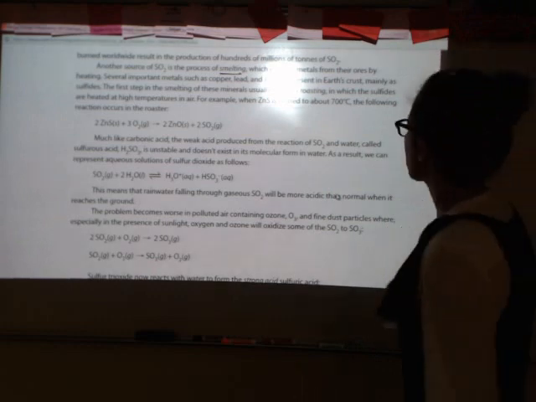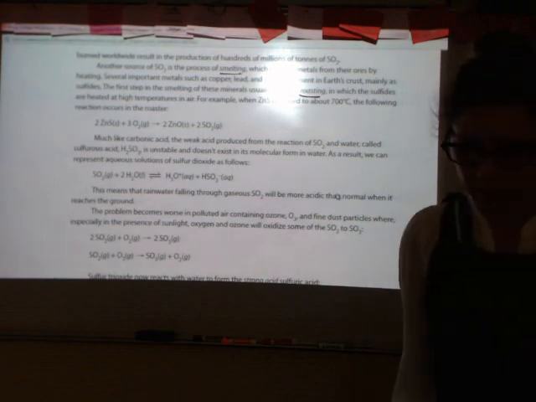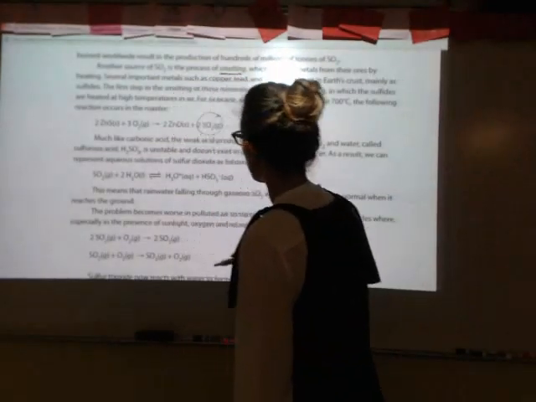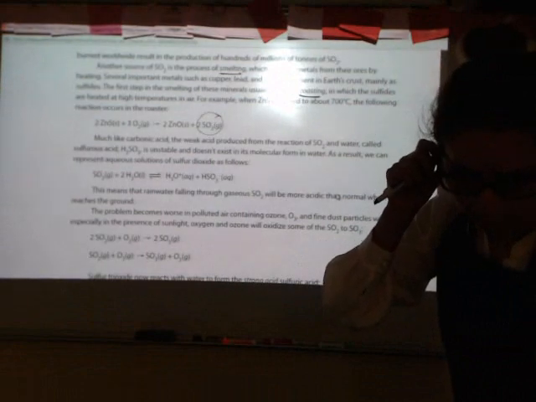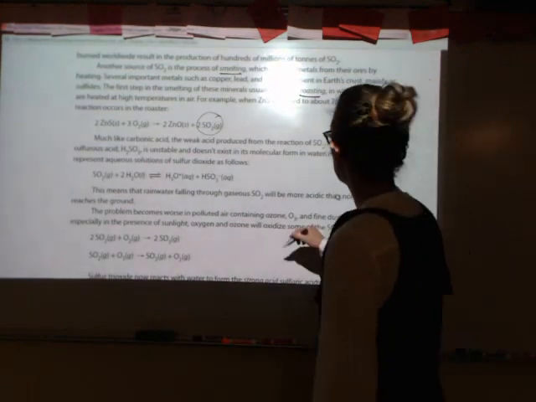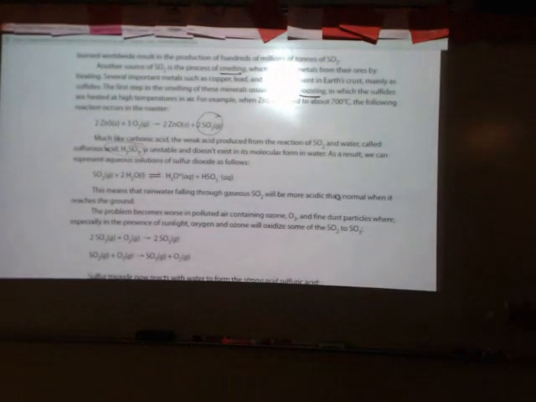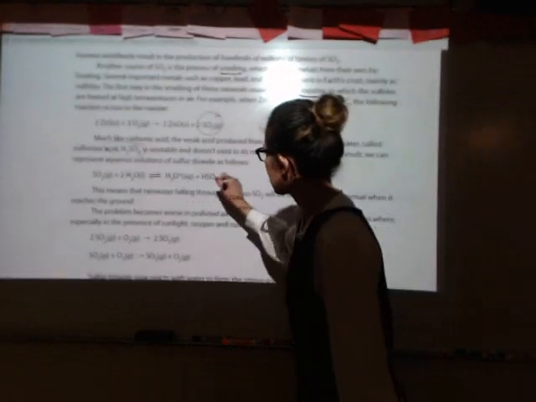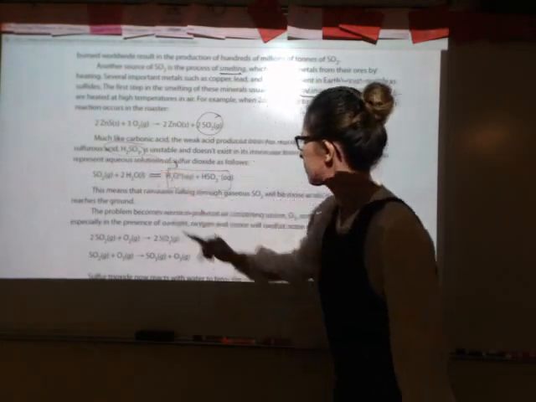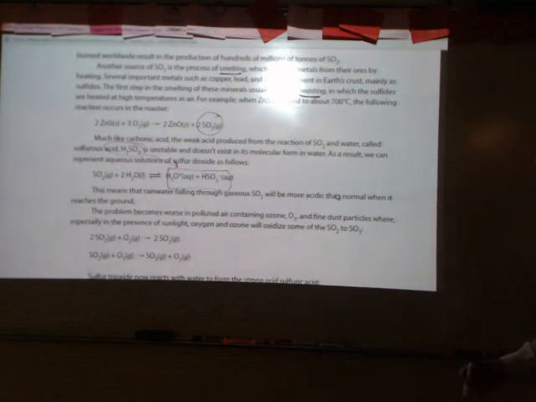Smelting is when you extract metals from their ores by heating them. The first step is roasting, where the sulfides are heated at really high temperatures in the air, and you end up producing sulfur dioxide. The weak acid produced from the reaction of sulfur dioxide and water is called sulfurous acid, and it's really unstable. It's not going to exist in molecular form in water, but you can see it here. So rainwater that's falling through sulfur dioxide in the gaseous state will end up being more acidic than normal once it hits the ground.